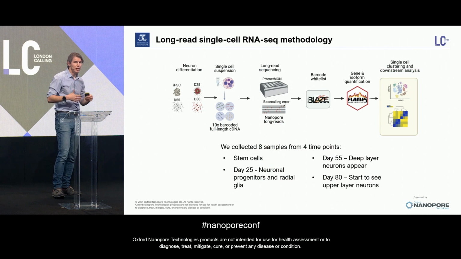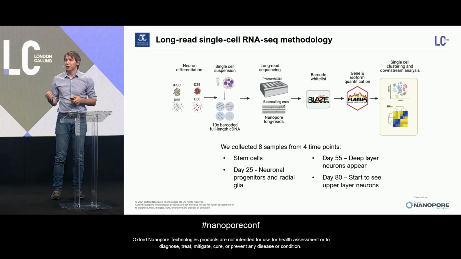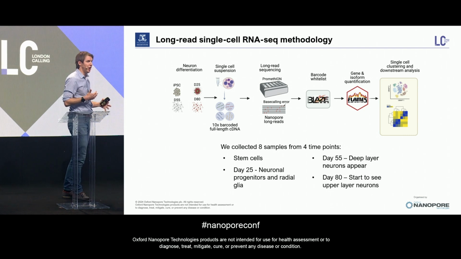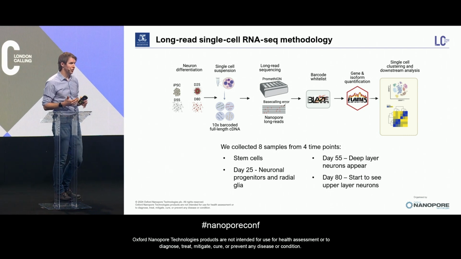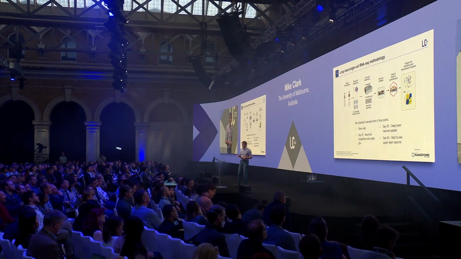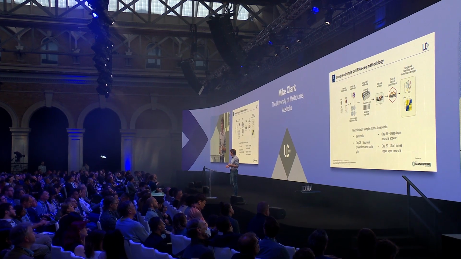And so what we did is we utilized this brain developmental model process, and we did single-cell sequencing from 4 different time points. We've got our stem cells, we've got our neural progenitors, we've got day 55 where you start getting more of the deep layer neurons, and then a later time point where more mature neurons are forming. We did Promethion sequencing with at least one Promethion flow cell per sample, and then we did the Blaze Flames procedure.